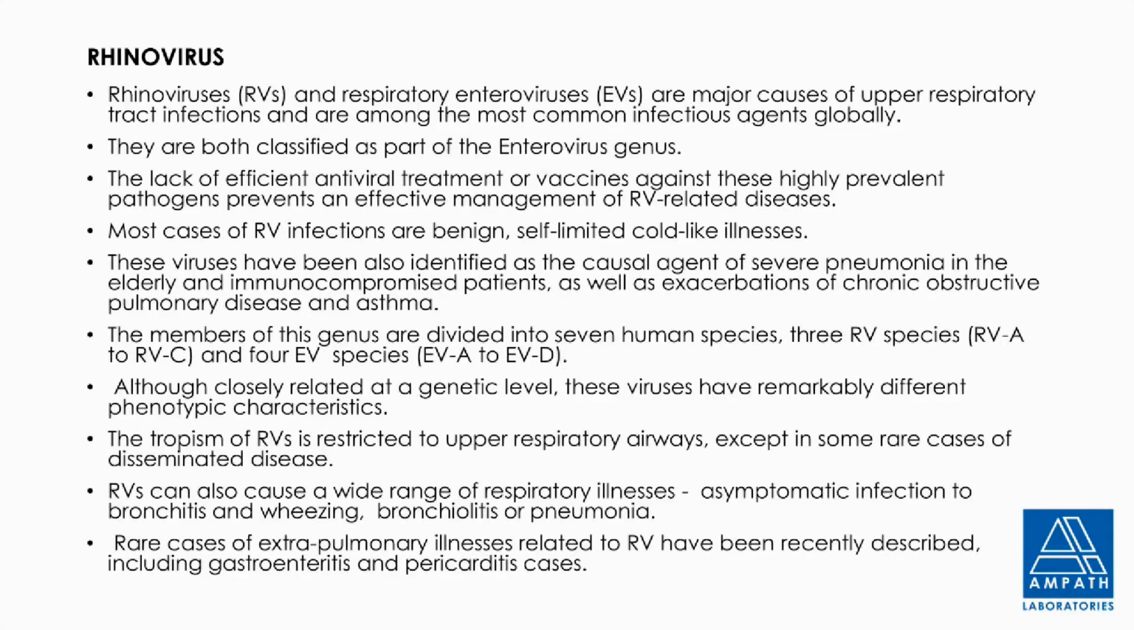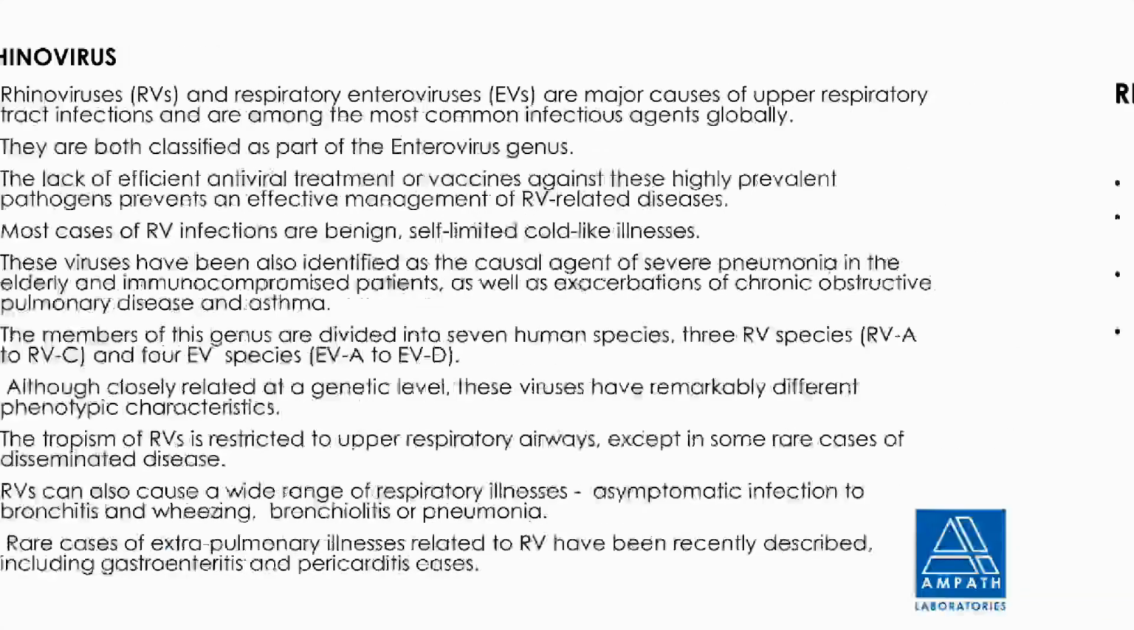So tropism, as I mentioned, tends to be mainly upper respiratory airways, but in rare cases, they can cause extrapulmonary manifestations, and literature speaks of cases of gastroenteritis and some cases of pericarditis. Mainly with the wide range of respiratory illnesses, you'll find asymptomatic infection to mainly your bronchitis, bronchiolitis, and wheezing or pneumonia.